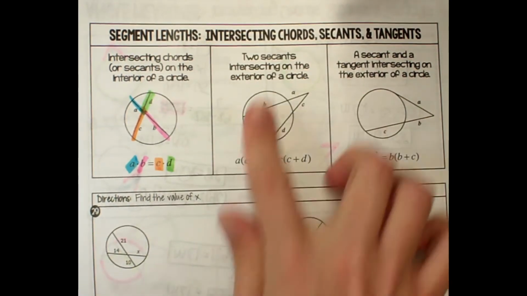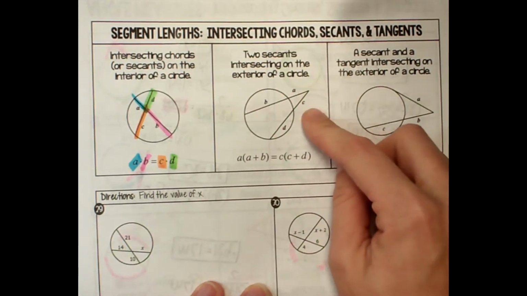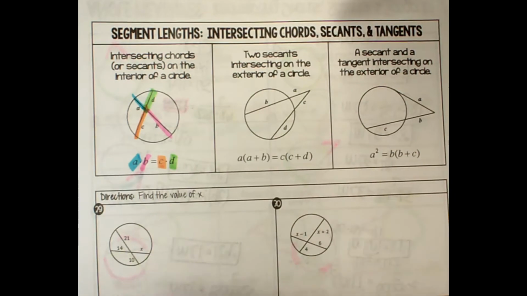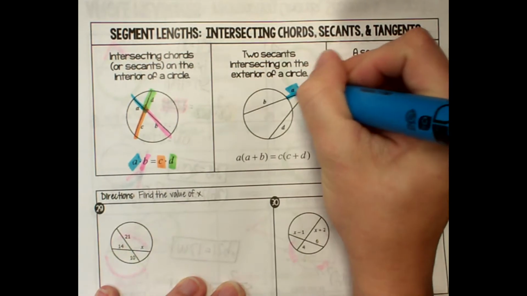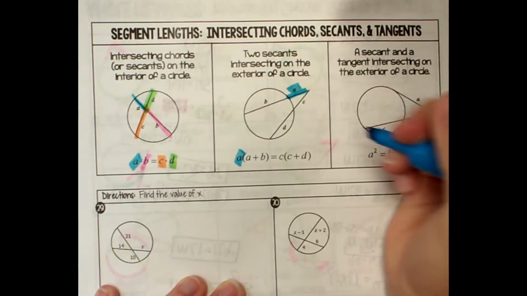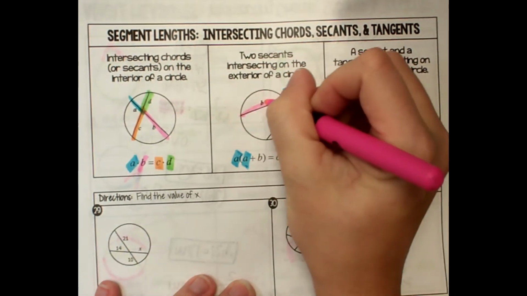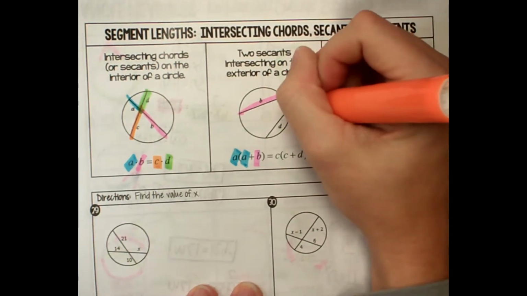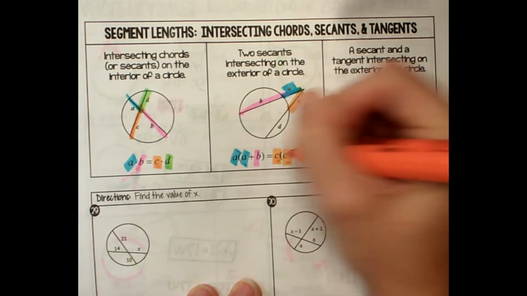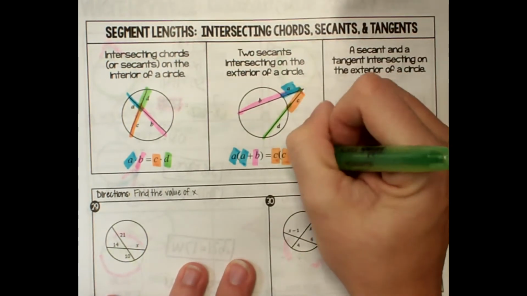Looking at when it's two secants. This is a secant, and that's a secant. You have an outside part, A and C, as well as inside parts, B and D. So your formula is A times A plus B. C is now your outside part, and just like before, C times C plus the inside part. So that's for that one.